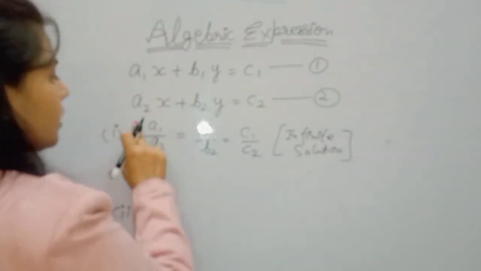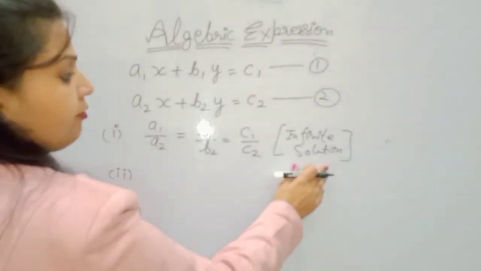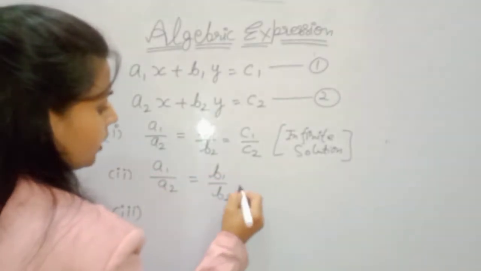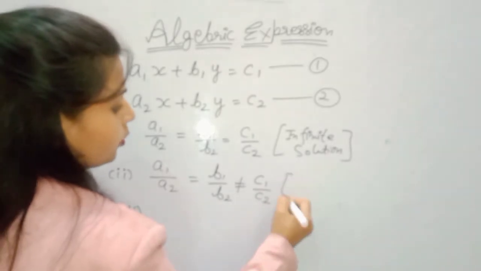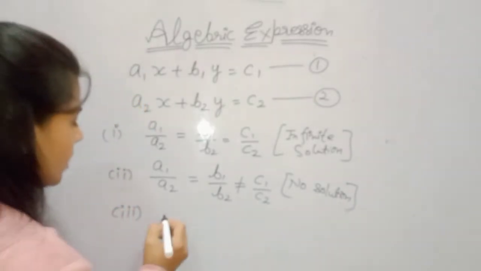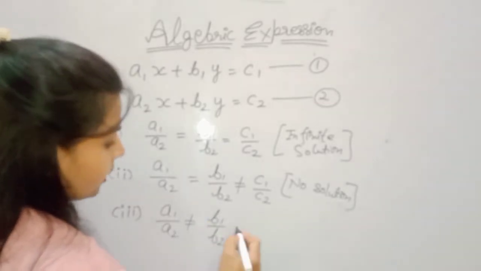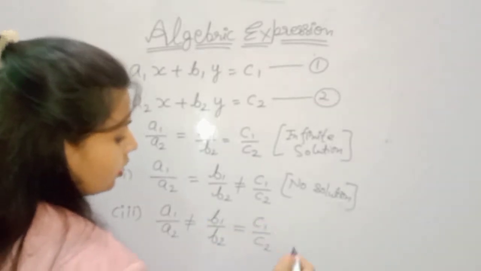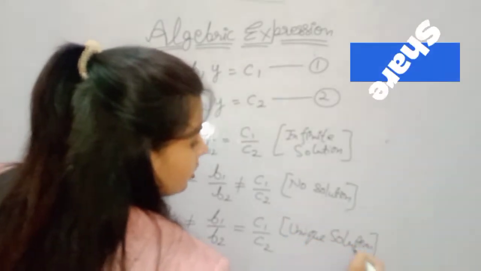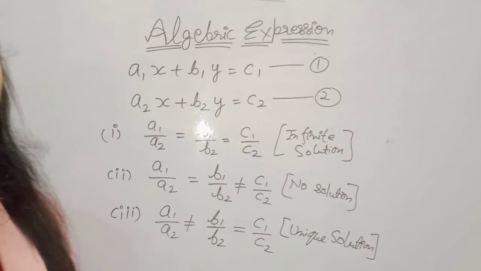When these coefficients of the respective linear equations are equal, then we have infinite solutions. In the second case, when a1/a2 = b1/b2 ≠ c1/c2, then we have no solution. And the third case is when a1/a2 ≠ b1/b2, then we have a unique solution. So we can also use this method for calculating the value of x and y.